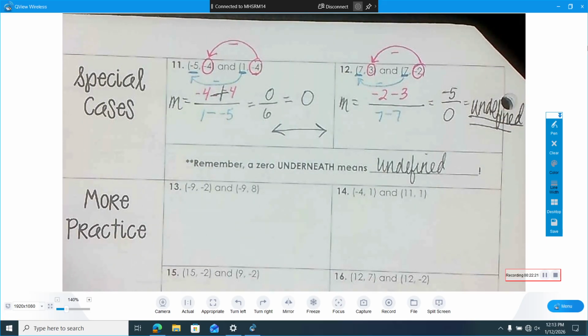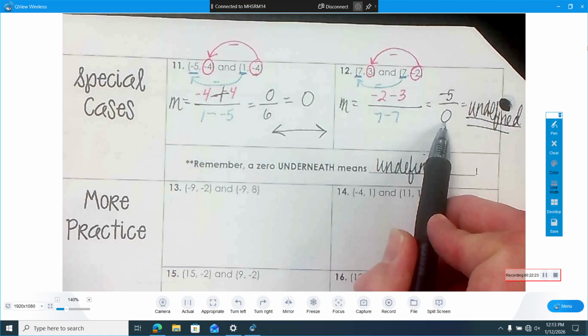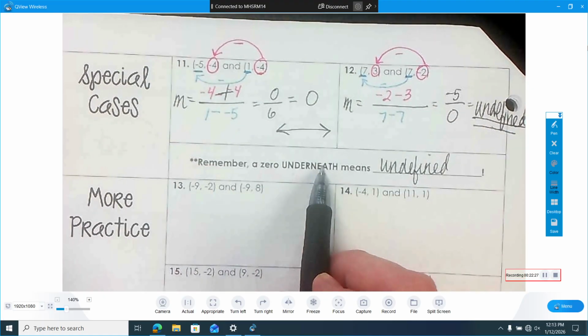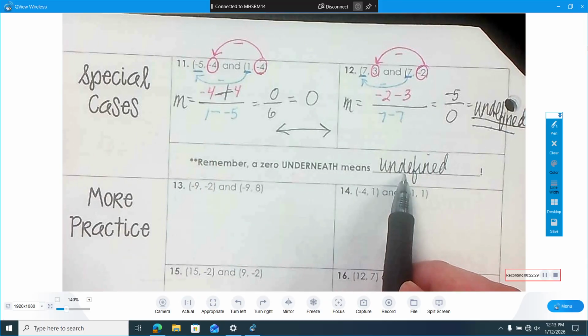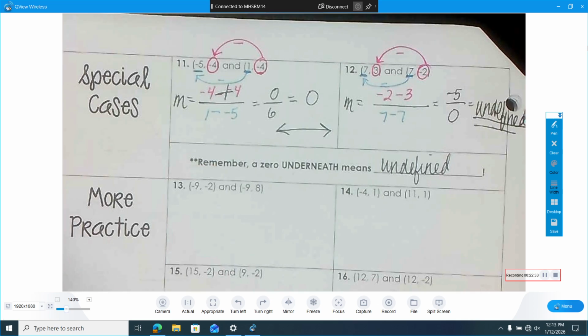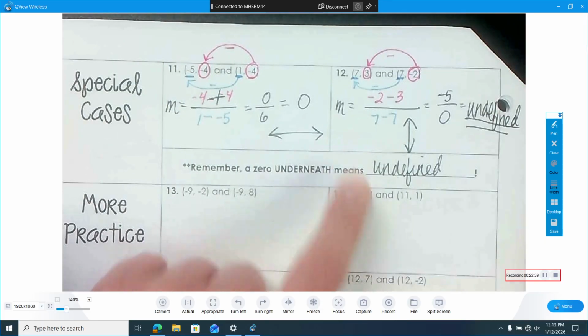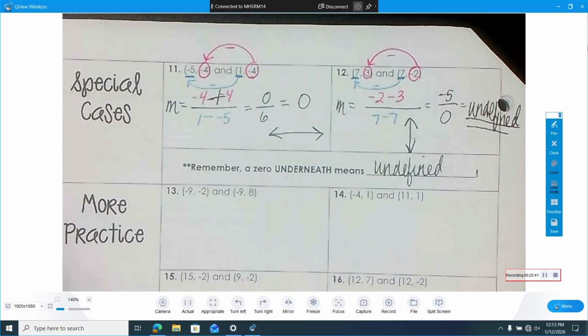Ladies and gentlemen, when the 0 is under, it's undefined. Every single time, a 0 underneath means undefined. That's the answer, undefined. What kind of line does that look like? Vertical line, yes. That is the slope when it's impossible, undefined, vertical line. All right? Okay.